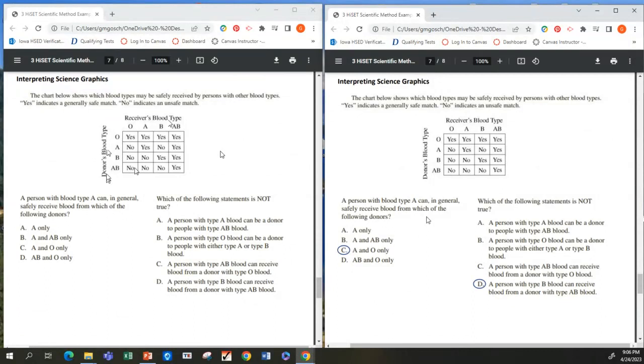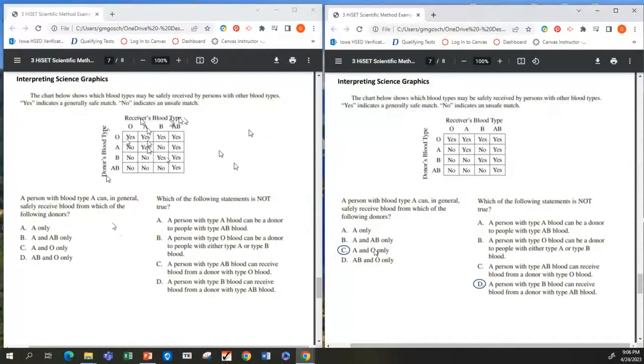A person with blood type A can, in general, safely receive blood. So I'm going to go up here to the receiver and columns, and I'm going to go to column A. They can receive, in general, from which of the following donors? Looks like O and A, and that's it. So O and A only. Okay, which of the following statements is not true?